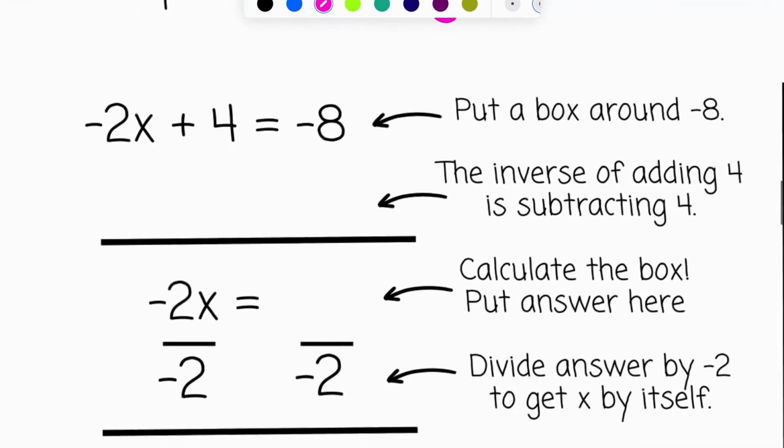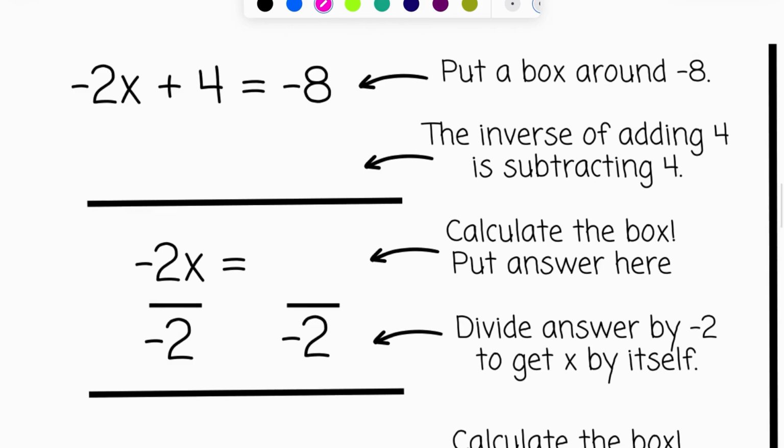So my first example is negative 2x plus 4 equals negative 8. The negative 8 is by itself. So you can see on the right side of the equation, there's only a negative 8. On the left side of the equation, we've got negative 2x and plus 4. So there's two things on that side. That tells me that the negative 8 is what I need to box.